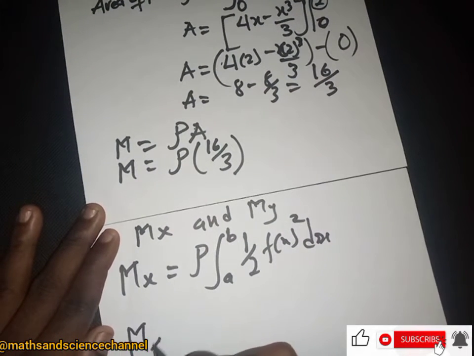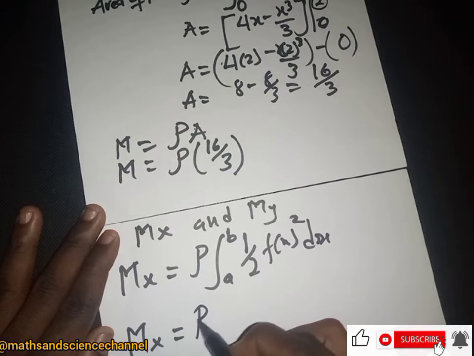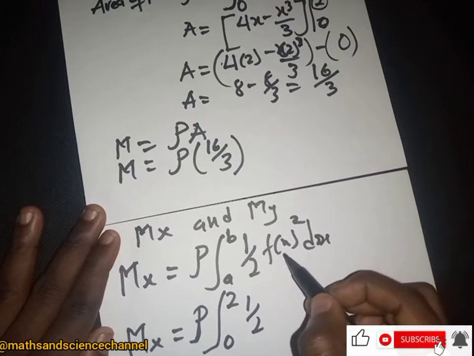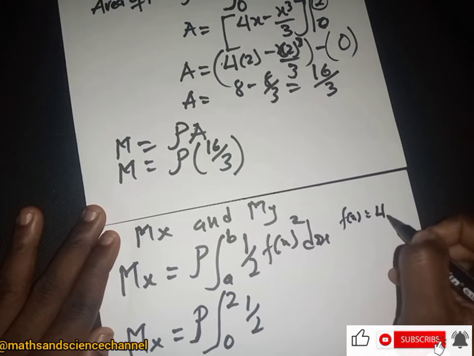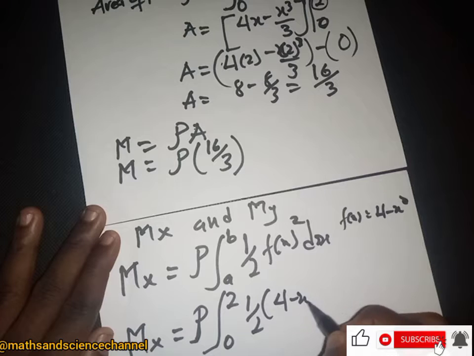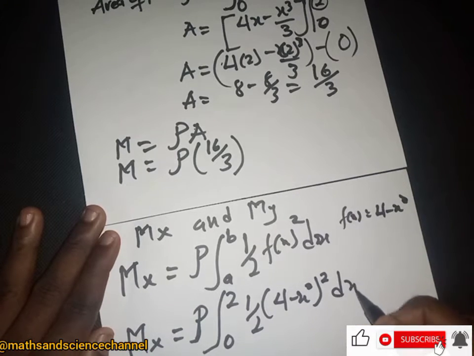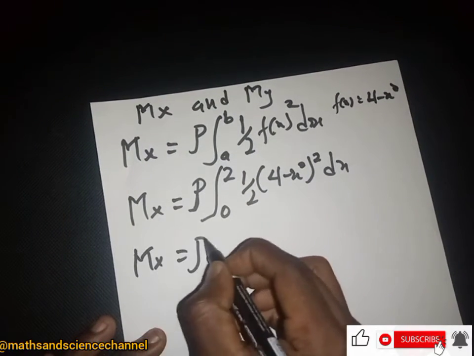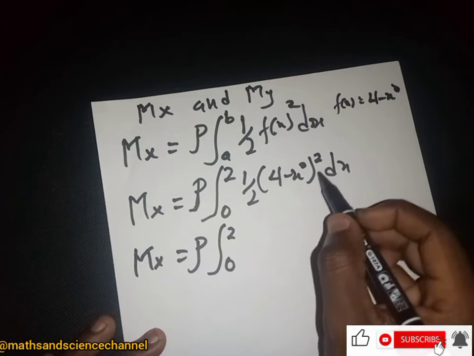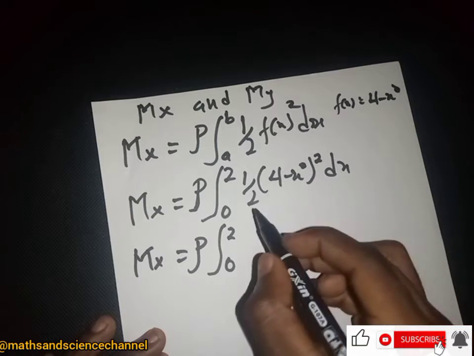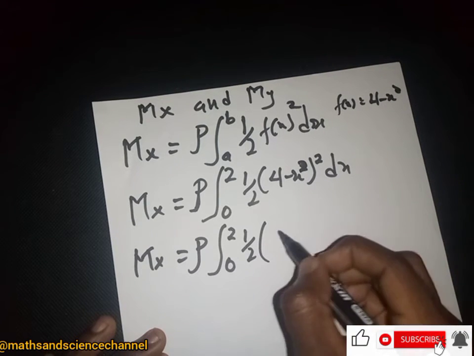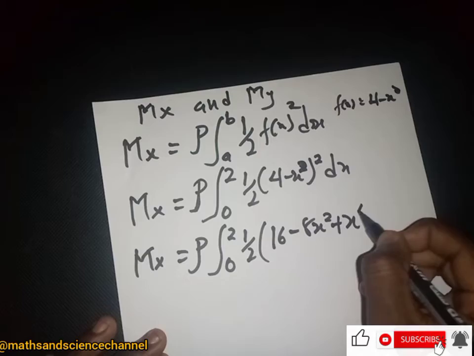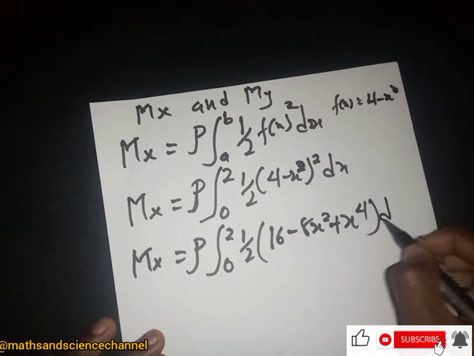So the moment of the particle in the x direction is given by the density, with the integral from 0 to 2, half here, and f of x is just 4 minus x squared. So we have 4 minus x squared, then we square it, with respect to x, right? So in doing this, we have M x, with the density still outside. Let's expand this first since it is squared. We are going to get 16 minus 8x squared plus x to the power 4, dx.